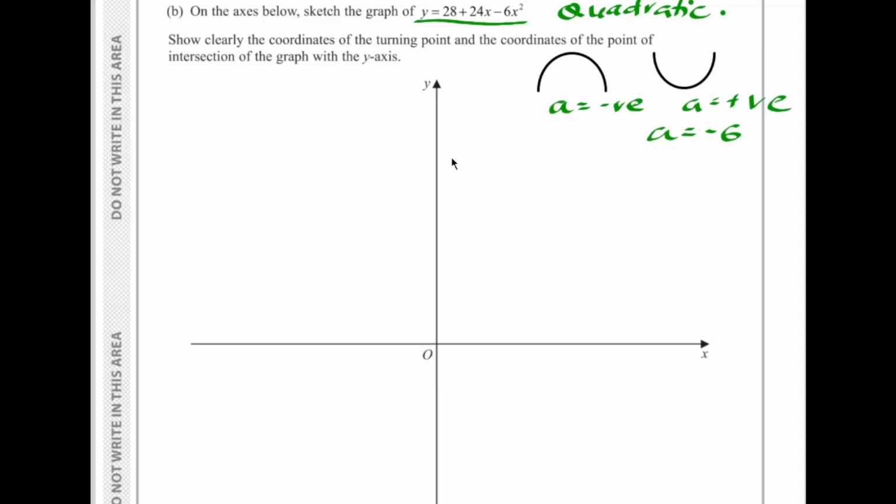Next we have to identify the coordinates of the turning point, as we are asked to show them clearly. Now there is a link between part A and B. In part A, we arranged the quadratic expression according to the completed square format, and we got this: 52 minus 6 times x minus 2 squared.